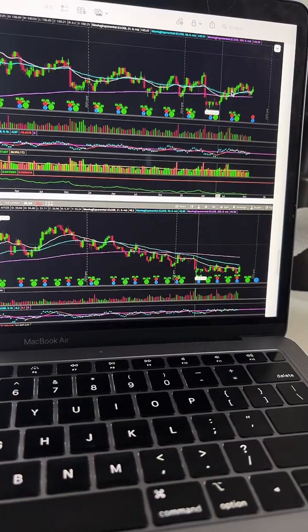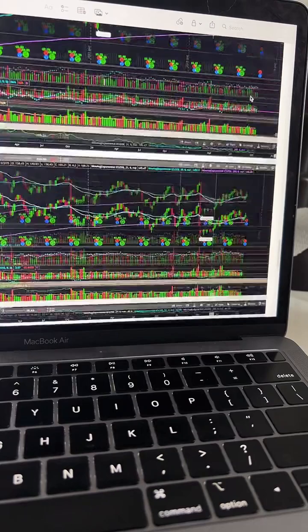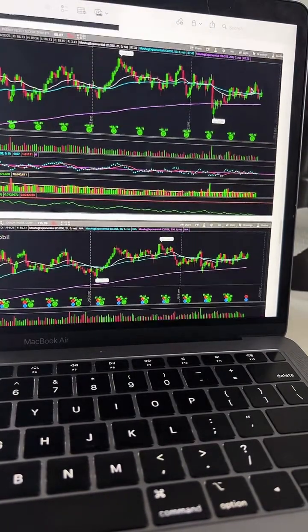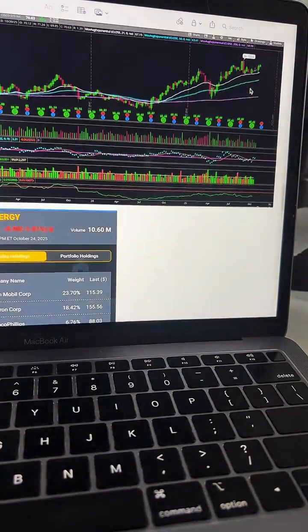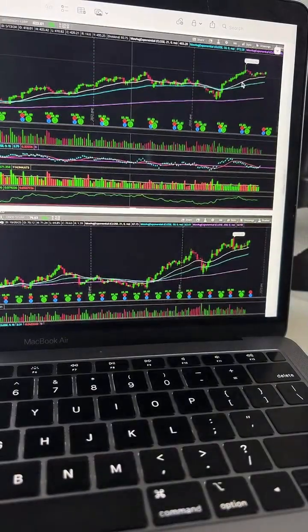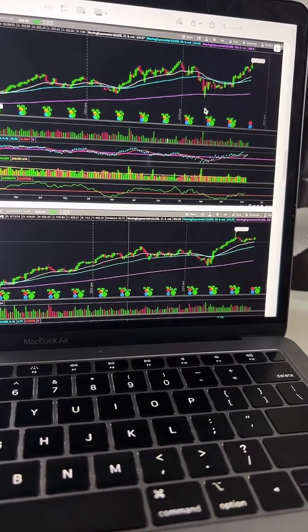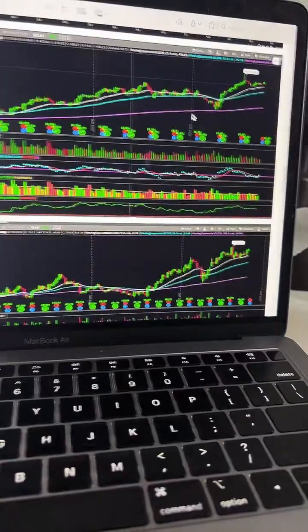Chevron. See how they're tangled? That could suggest chop. Another chop, they're tangled. But with the tech, they were all clearly above. 21 is above the 50, uptrend. And you're lucky if you get it right when it crosses, or you can start riding that trend.